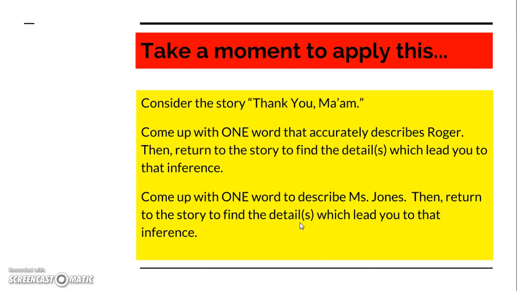Please do not say that Mrs. Jones is large. We know that she is because the author directly tells us that. I'm hoping that you can come up with an inference we don't directly hear in the story that is true because of other information we get. So I want you to make an educated guess.